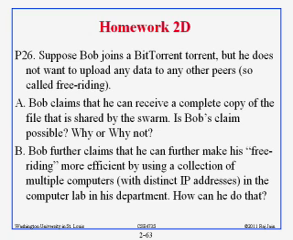Now, what is your question? About B? Bob further claims that he can make his free riding more efficient by using a collection of multiple computers with distinct IP addresses in the computer lab in his department. How can he do that? My question is, do we assume that he uses a standard BitTorrent client, or can he use the protocol and manipulate it any way he wants? Yeah, right. So I think in B he will have to manipulate the protocol a little bit. So we can assume that he can. Yeah. In B you have to assume that. In A you don't have to assume that. In A it is a standard client. That's a good question. Okay.